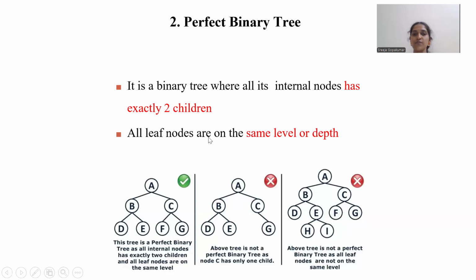Again, it is not satisfying the second property, which means that internal nodes are actually having two children. B is having two children, C is having two children, E is also having two children. First property is getting satisfied, whereas all the leaf nodes should be at the same level. That is the second property, which is not getting satisfied here. Why? Because D, F, G are in level 2, whereas H and I are the leaf nodes which are present at the last level, that is level 3. So this tree we cannot call as a perfect binary tree.